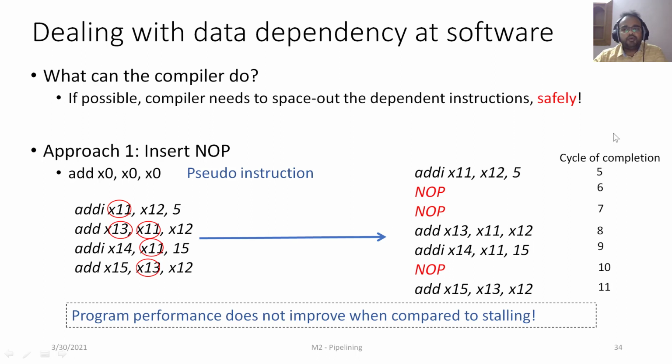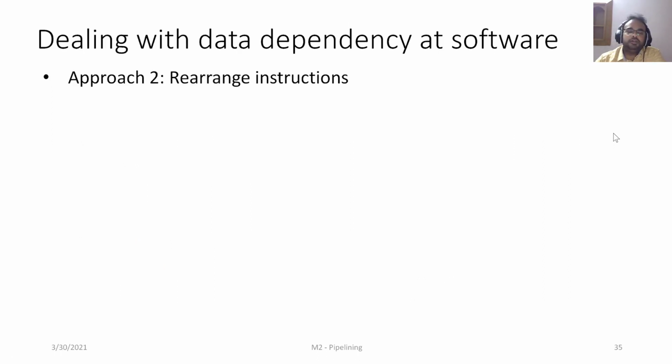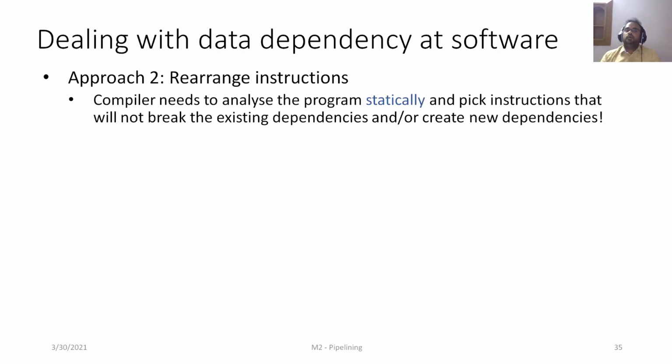Okay, so this is approach 1. The second approach is trying to rearrange the instructions. Now, what do we mean by rearrange the instructions? The compiler will analyze the program statically, which means it will check all the instructions, figure out all the data dependencies, and try to pick those instructions which are safe. Safe means they will not break the existing dependencies and will not create new dependencies, and place them in between the producer and consumer instructions, right?